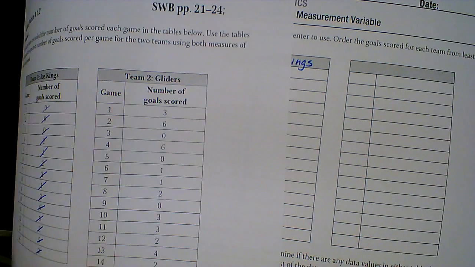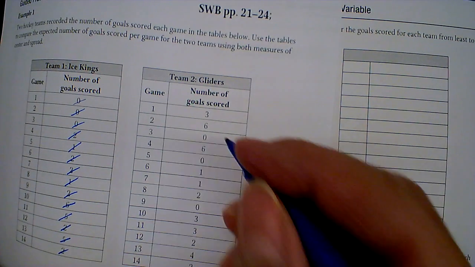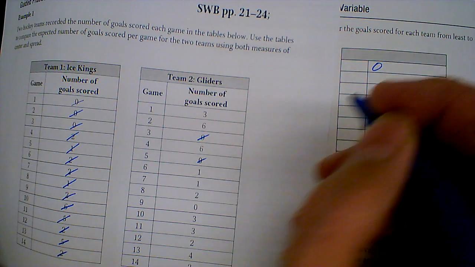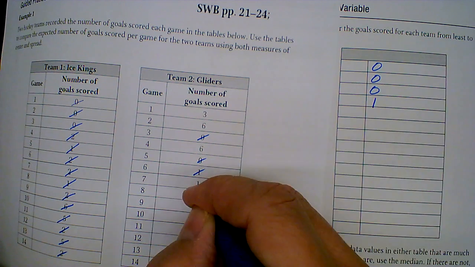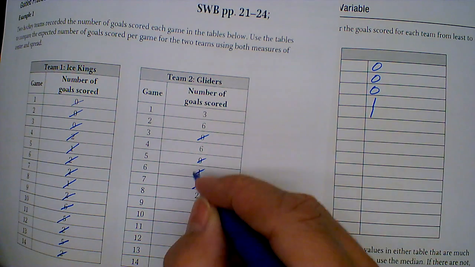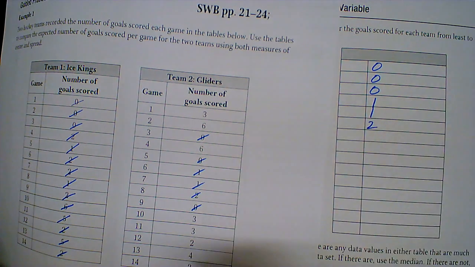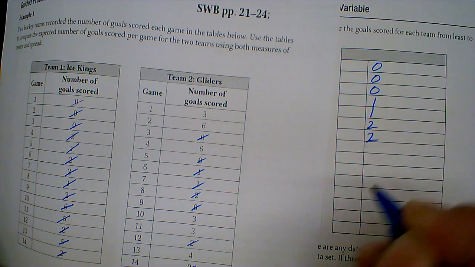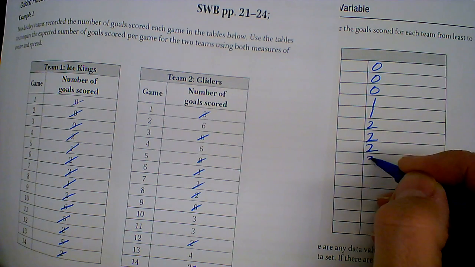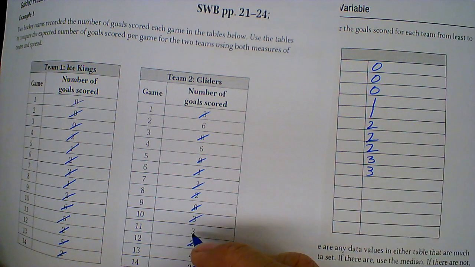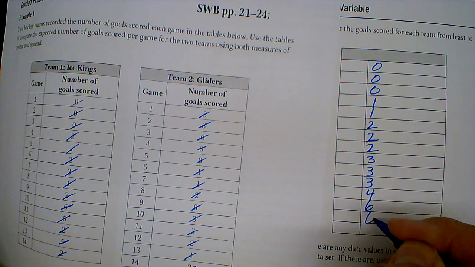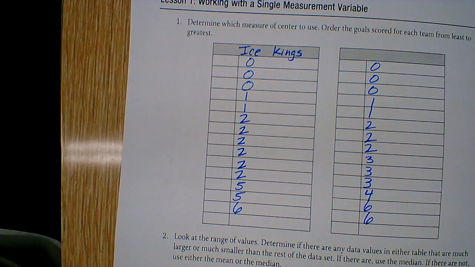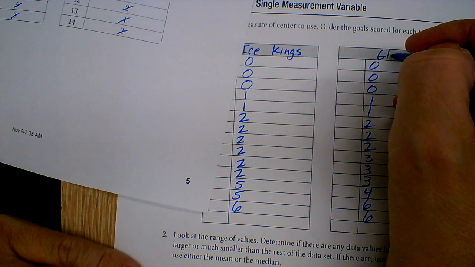Next, we're going to look at the gliders. So the gliders: 0, 0, 0, 1, 1, 2, 2, 2, 3, 3, 3, 4, no 5s, 6 and 6, 6 and 6. All right, and this is for the gliders.